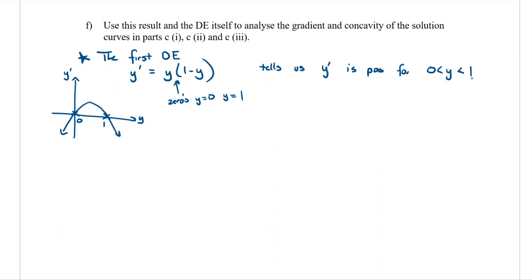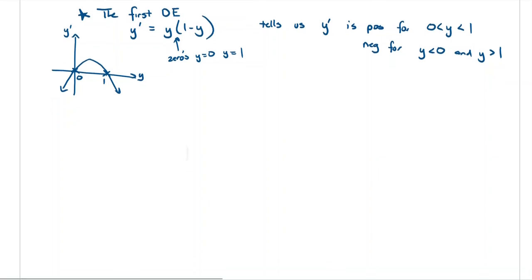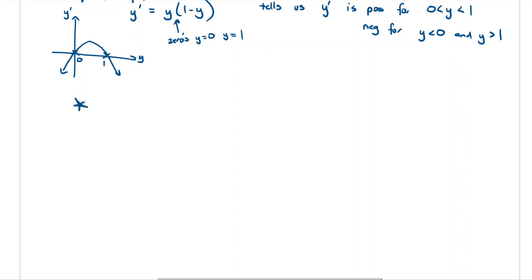What happens when y is less than 0? My gradients are negative, which means my curve is decreasing. And the same for when y is greater than 1. Also negative gradient, which means decreasing. So it's going to be negative for y less than 0 and y greater than 1. Were both of our curves decreasing in those sections? I hope so. So the middle section is always increasing and the outside sections were always decreasing. What about the second derivative? We were asked to talk about the concavity, and that's the second derivative.